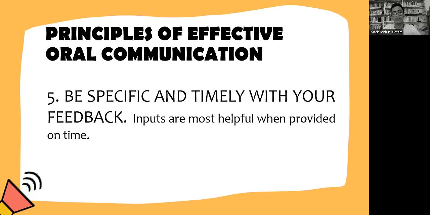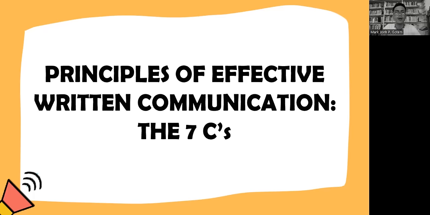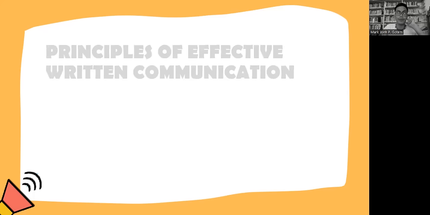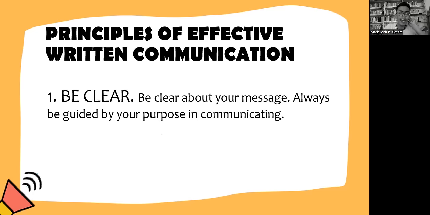And that's the five principles of effective oral communication. And now let's proceed with the principles of effective written communication or the 7 C's. So be clear. Be clear about your message. Always be guided by your purpose in communicating. So it simply means that all your objectives and purposes in writing must be clear.